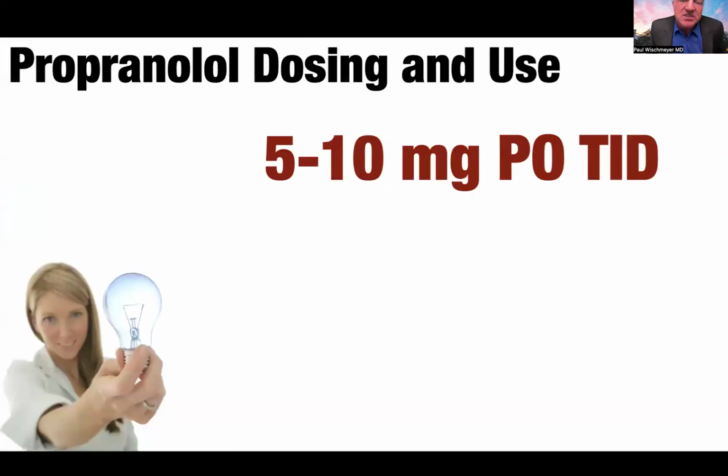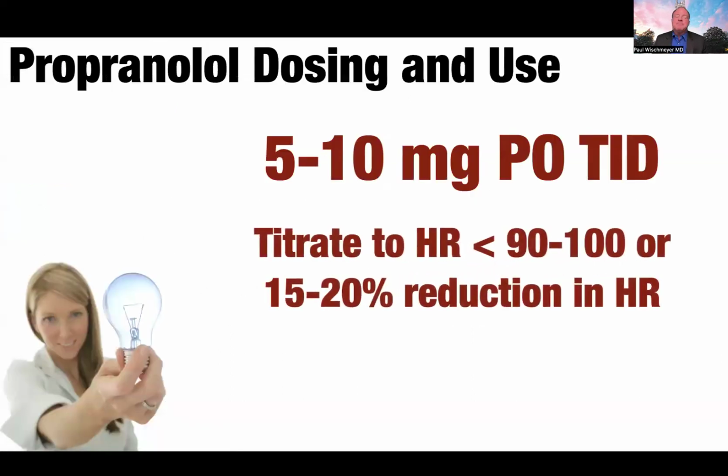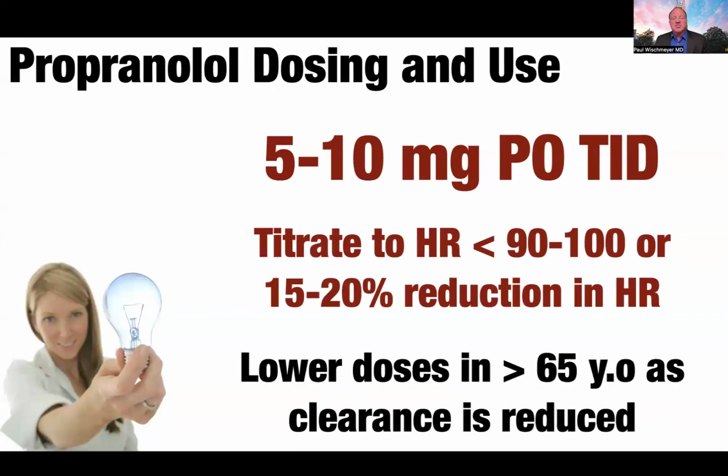So the way you dose this is 5 to 10 milligrams TID. You titrate the heart rate down to less than 90 to 100, and that's your target. This is easy to do in kids. This is harder to do in elderly folks because it's renally cleared, and renal clearance goes down with age. So lower doses in people over 65 are critical because their clearance is reduced.